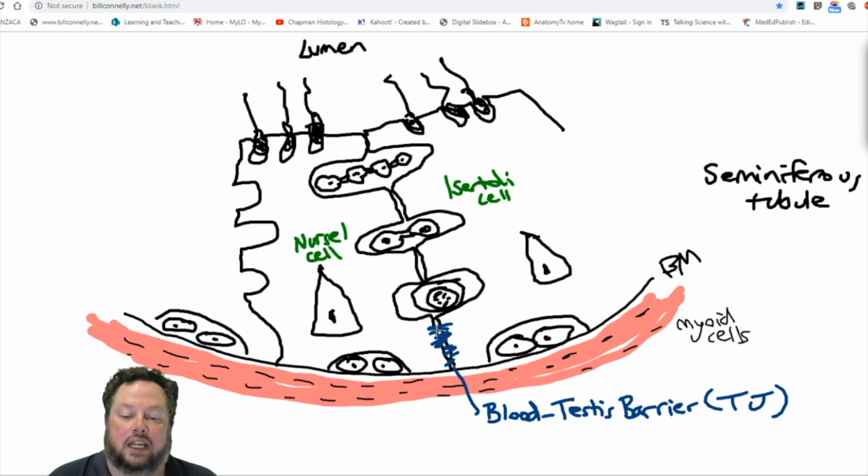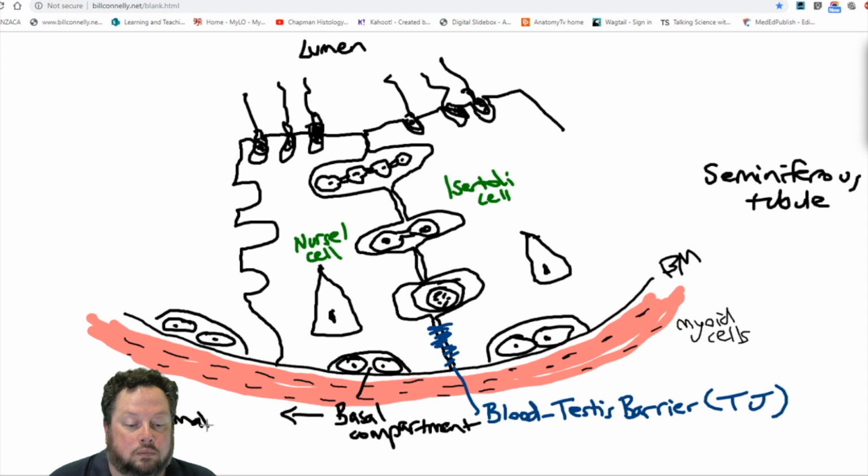The other thing that it does is create two compartments within the seminiferous tubules. This compartment here is known as the basal compartment, and housed within the basal compartment is where we find our spermatogonia. The spermatogonia are always sitting on the basement membrane here in the basal compartment. All of these cells past the blood-testis barrier are in a compartment known as the adluminal compartment.